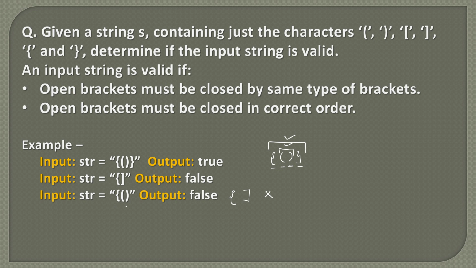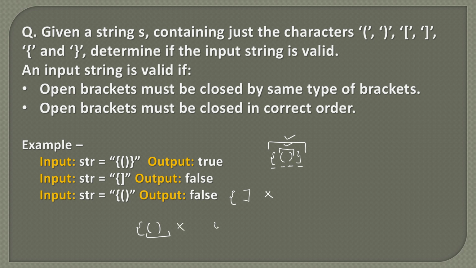Now let's say you have an input string like this. We have an opening curly bracket, followed by an opening round bracket, and then we have a closing round bracket. So this much part is valid because this closing round bracket is matched with the opening round bracket, but after that we don't have any character. So we are left with one opening curly bracket. It doesn't have its closing bracket of the same type. So therefore this is an invalid string.